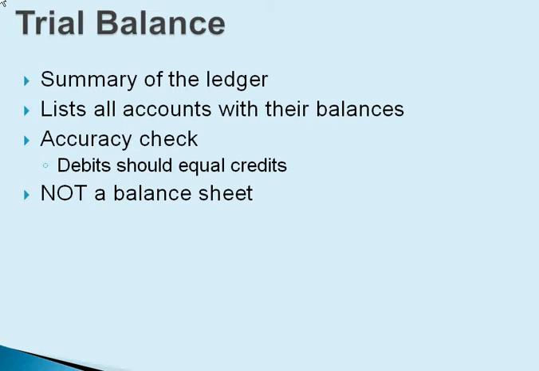So at the end of the period, before we prepare financial statements, we want to make sure that the books are in balance. So we list out all of the accounts with their debit or credit balances. We add up all the debits and all the credits, to make sure that those two amounts are equal to each other. Now, it's important to remember what this is.